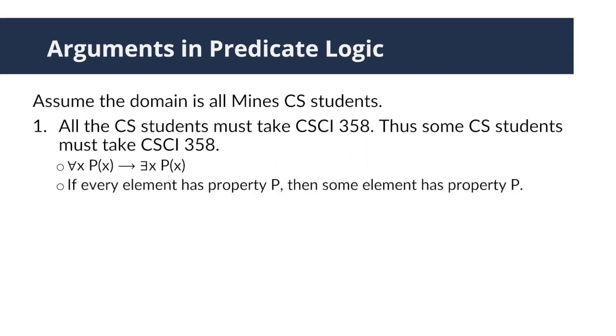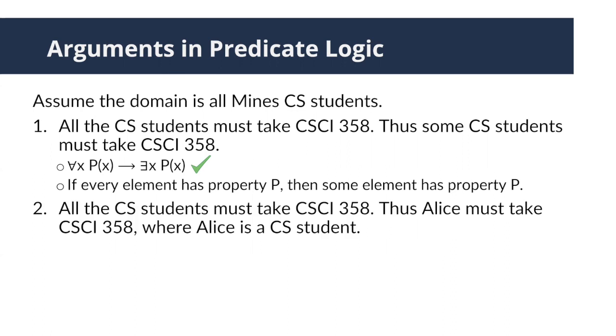In general, what this logical expression means is, if every element has property p, then some element has property p. Now think about, is this argument valid? The answer is yes, because we know if all the elements have property p, then of course, some of the elements must have property p as well.